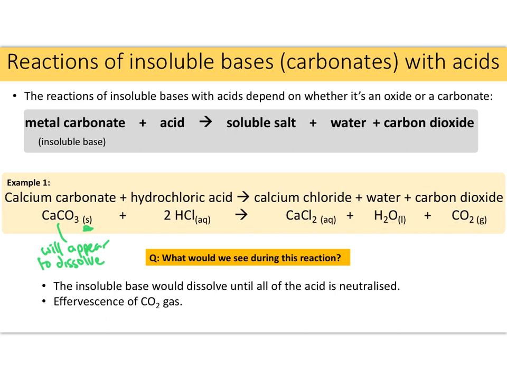But we also need to look at the right-hand side of the equation, and we can see the carbon dioxide that's produced has a state symbol that tells us it's a gas. I mean, we could probably work that out anyway ourselves. There's no gas on the left. There's a gas being produced in the reaction. So what we're also going to see in this reaction is effervescence. We're going to see bubbling. We're going to see fizzing as the carbon dioxide is produced.